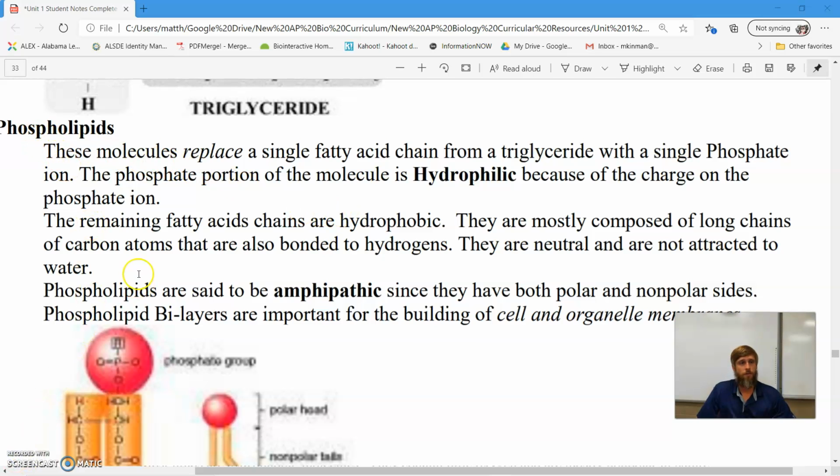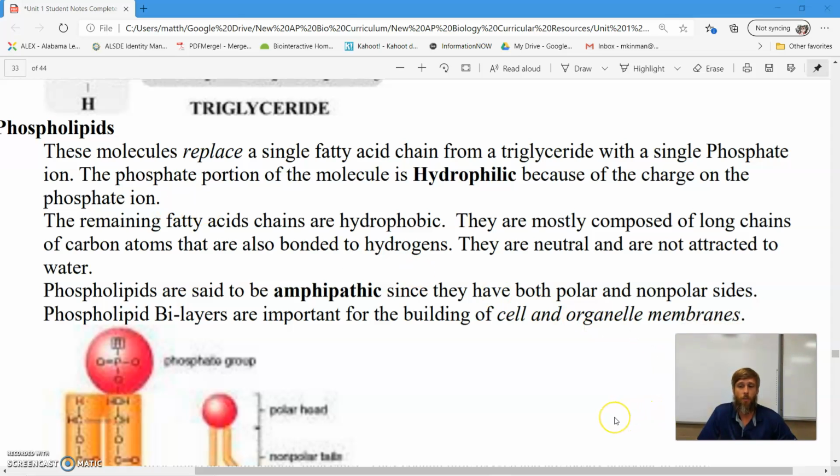Phospholipids. So phospholipids are highly significant when talking about cells. If you remember, what is the cell membrane made of? Phospholipid bilayer. So we have two layers of phospholipids. See right here. Phospholipid bilayers are important for building the cell and organelle membranes. So these molecules replace a single fatty acid chain from a triglyceride with a single phosphate ion. The phosphate portion of the molecule is hydrophilic because of the charge on the phosphate ions. The remaining fatty acid chains are hydrophobic.